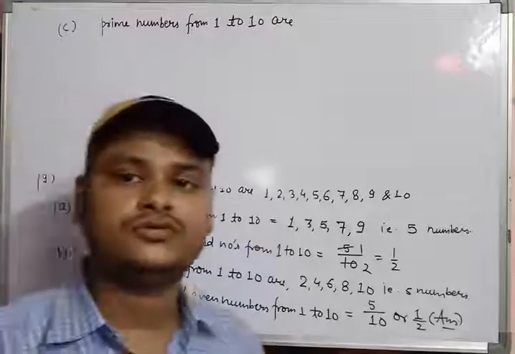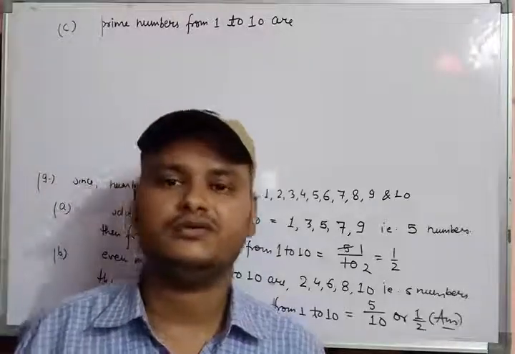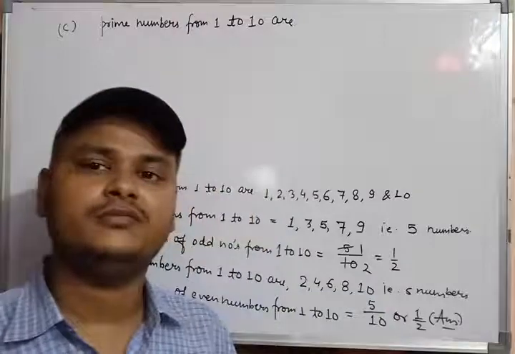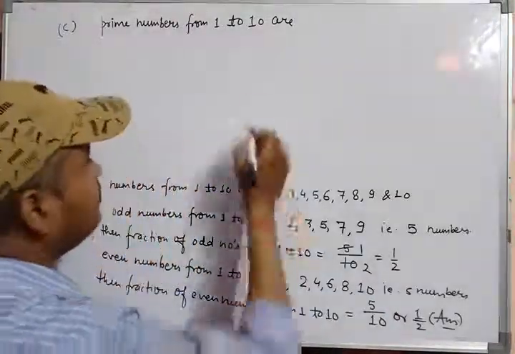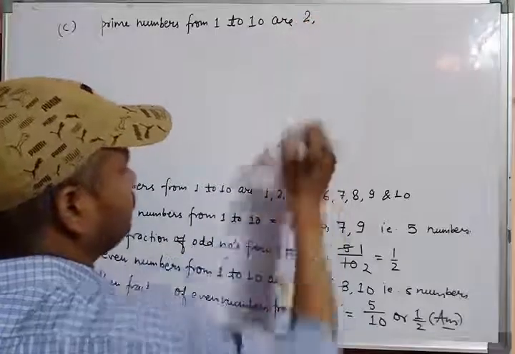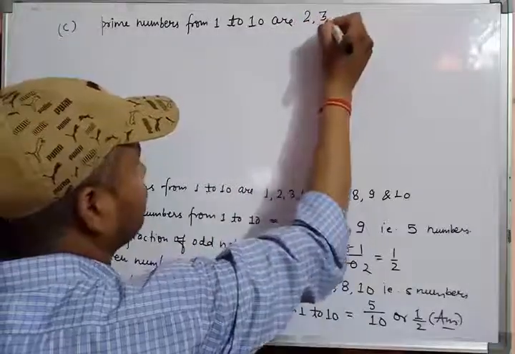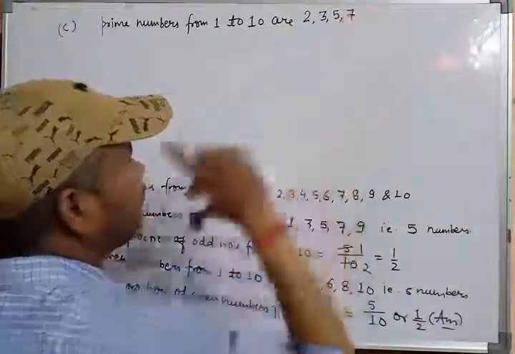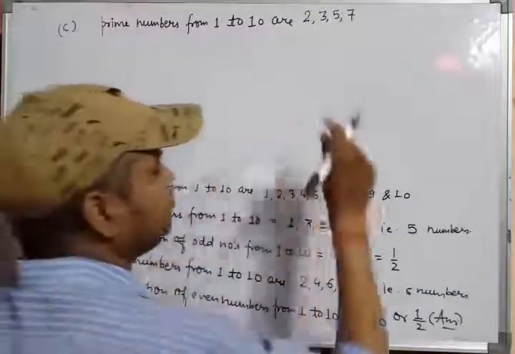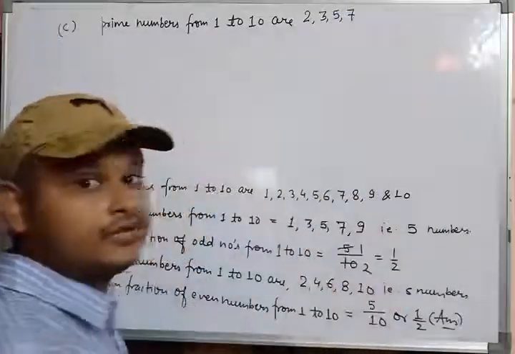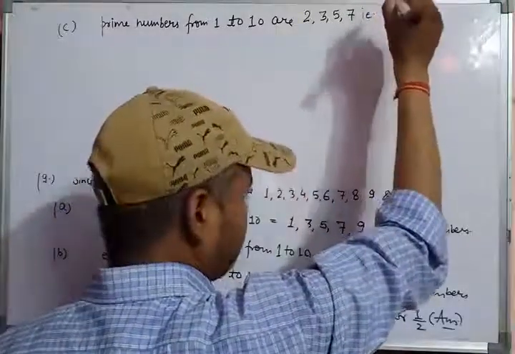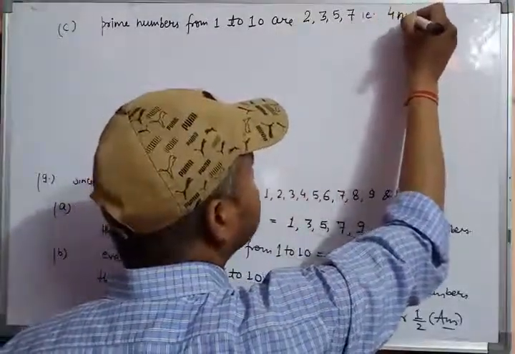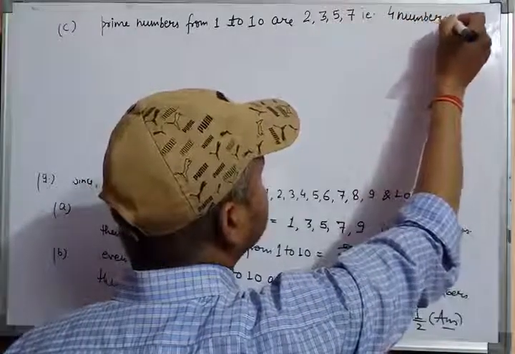Numbers which are divisible only by 1 and themselves are called prime numbers, and prime numbers always start from 2. Okay, so the prime numbers here will be 2, 3, 5, 7. Only 4 numbers, because 8, 9, 10 are not prime numbers, they are composite numbers. That is 4 numbers.